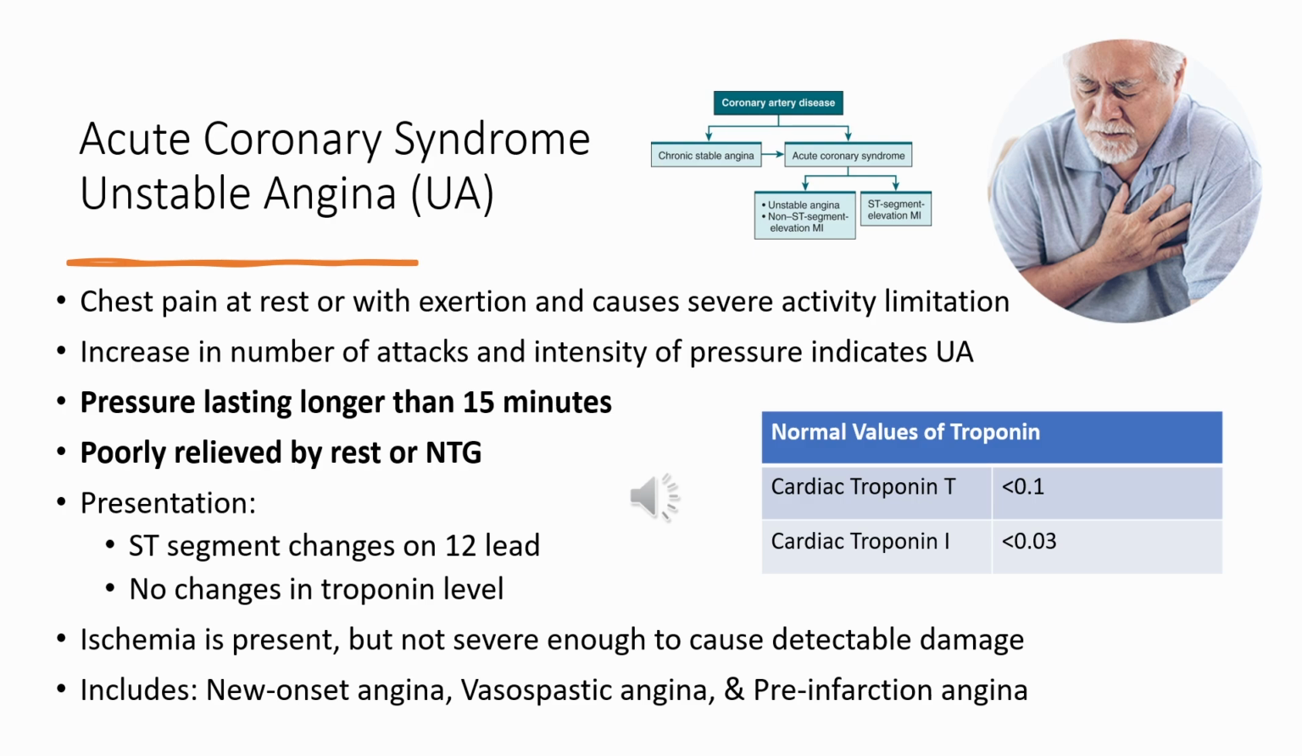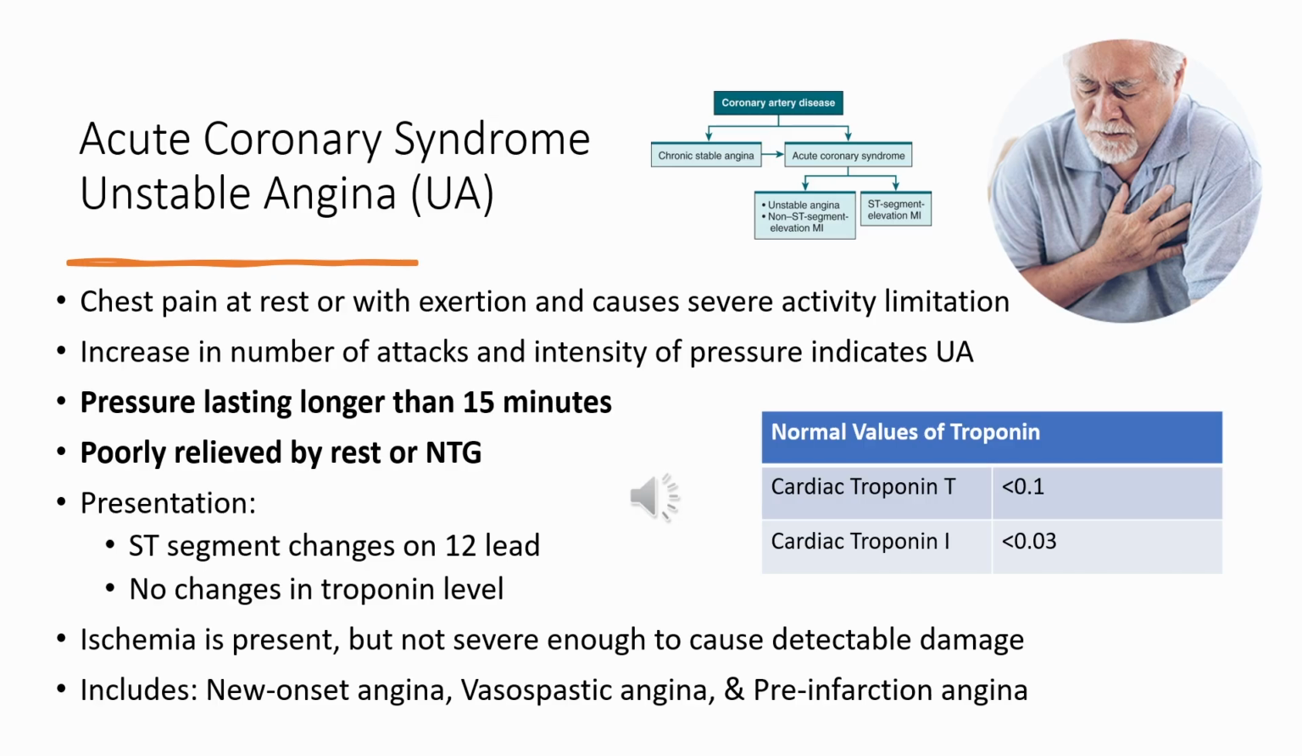So unstable angina includes several subtypes. We have new onset angina, which is chest pain that occurs for the first time. Typically that's triggered by exertion or just that increased cardiac demand. We also have vasospastic angina, which is also known as Prinzmetal's angina. And this is chest pain that results from a coronary artery spasm, which can occur even at rest.